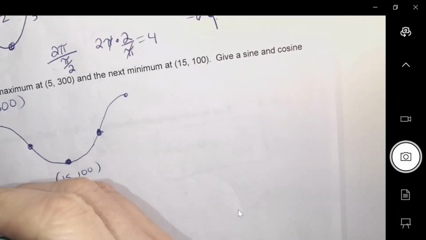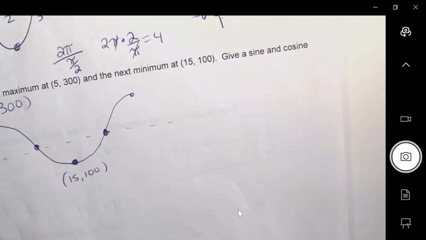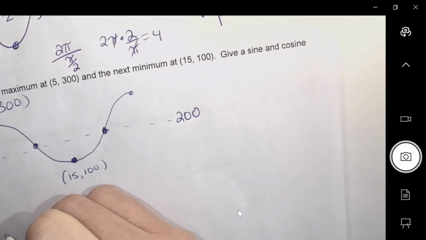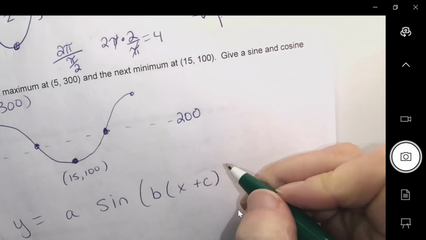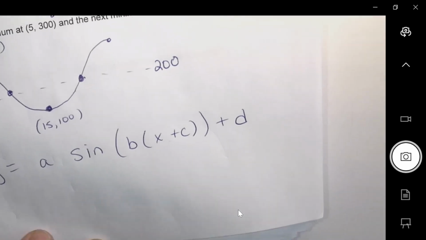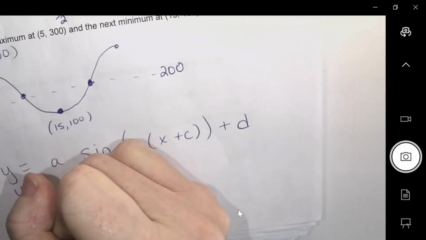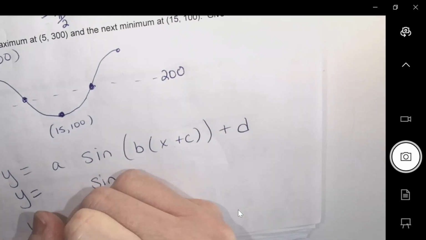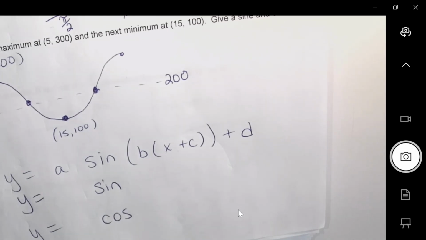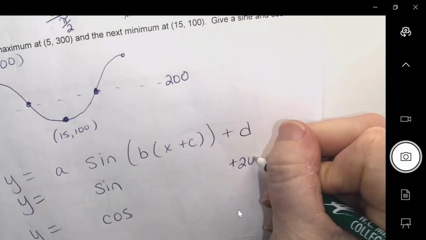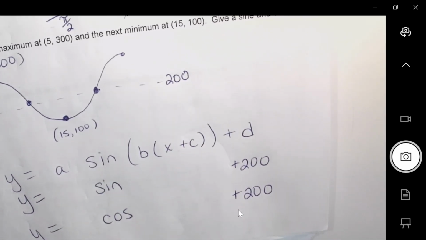So let's do this first. What height would those middle points hit? 200. So this is the format you're going to have to follow. We're supposed to do a sine and a cosine curve. But this is the format that you follow, right? Where do you put the 200? Which letter does it go to? The D. It's the shift up. And it doesn't matter, they both are 200. You'd have to shift up 200.